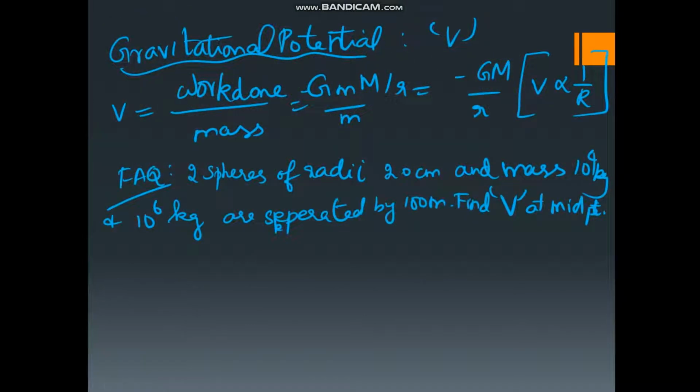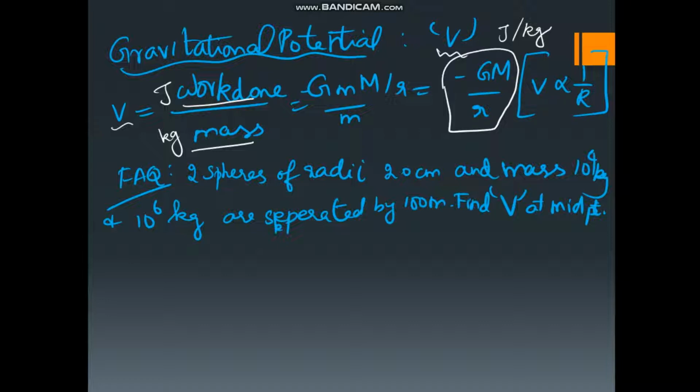Now let us see the next concept, gravitational potential, which is indicated by the letter V, where gravitational potential is given as work done divided by mass. Work done unit is joule, mass is kg, so joule per kg is the SI unit. The potential formula you must remember is minus GM by r, where V is inversely proportional to the distance. So this also you must remember. Okay, these two things you must remember. Now let us work out a numerical.